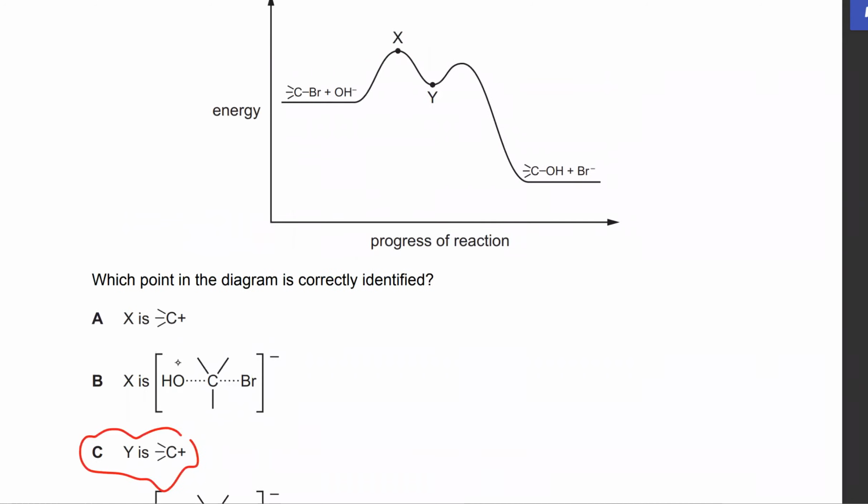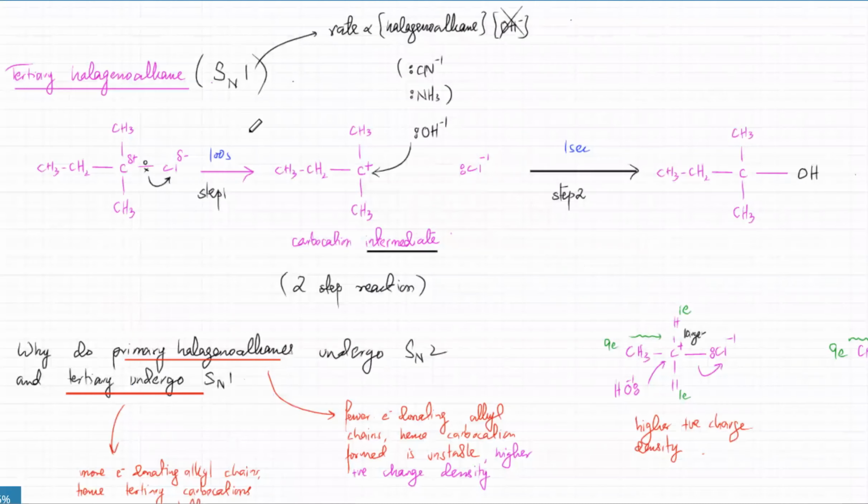Because it's a two-step reaction. I mean, the graph is a two-step reaction. First, one thing is formed, and then you form the next thing. So that happens in tertiary halogenoalkanes. Cl leaves first, forms a carbocation, and in the next step, the OH minus one comes in and forms the alcohol. Yes. So step one is X, yeah?